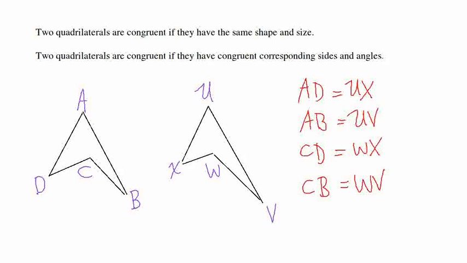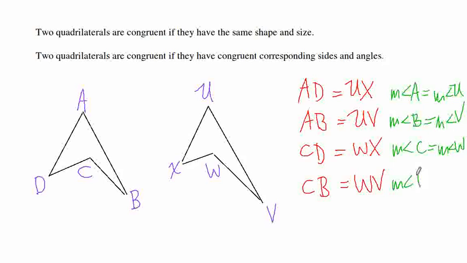Furthermore, we have to have the measure of angle A equal to the measure of angle U, the measure of angle B equal to the measure of angle V, the measure of angle C has to equal the measure of angle W, and finally the measure of angle D has to be equal to the measure of angle X. So hopefully now everybody understands what is meant when someone says that two quadrilaterals are congruent.